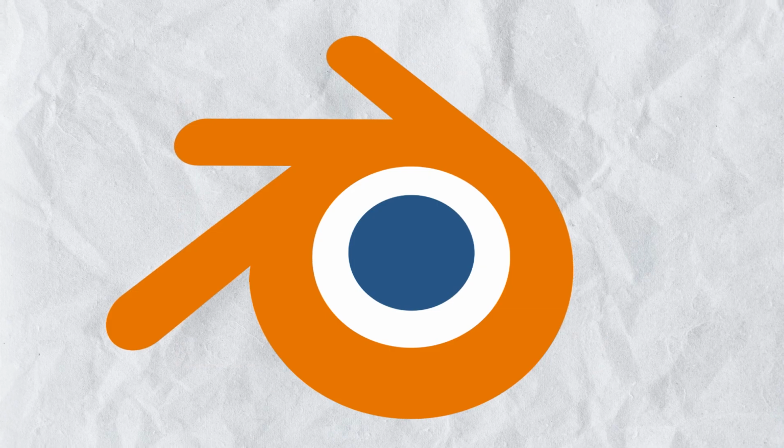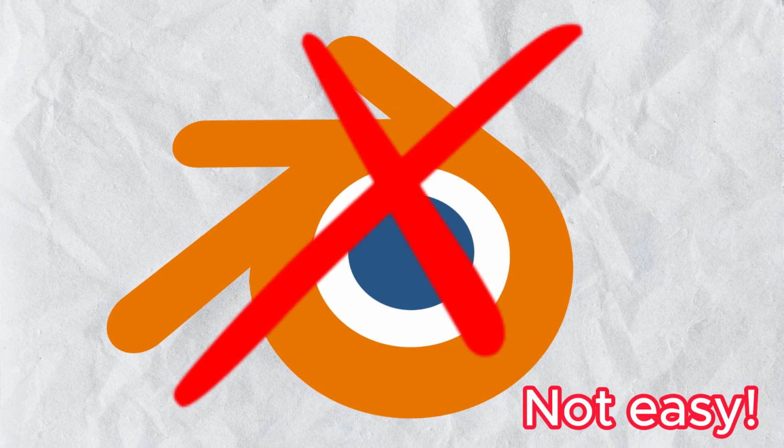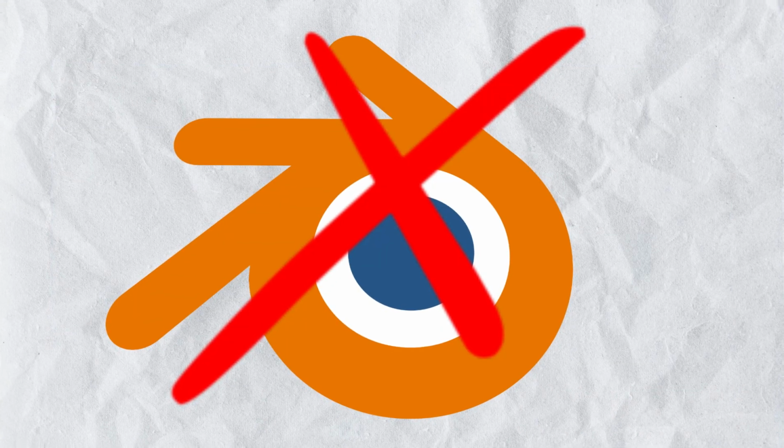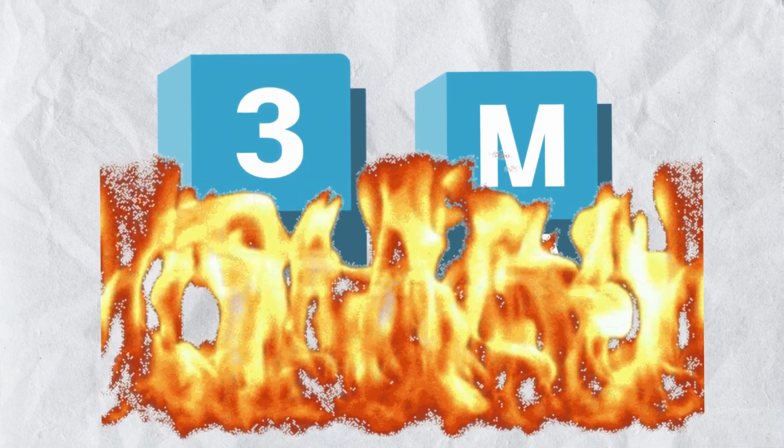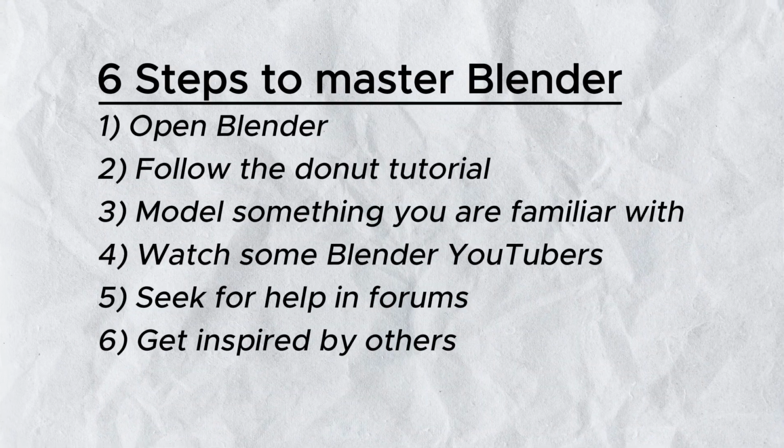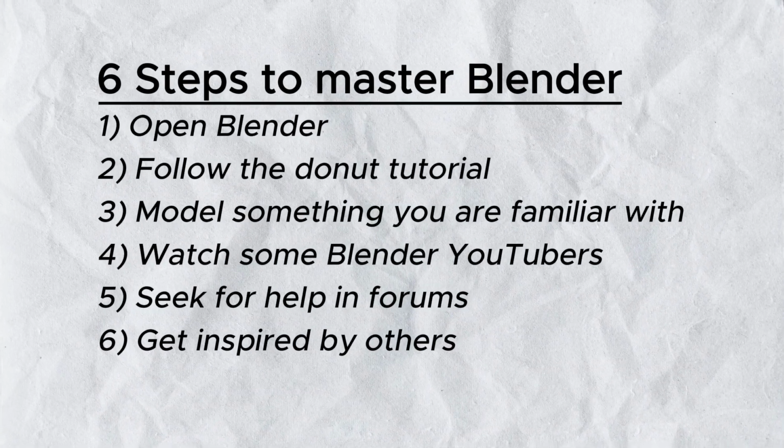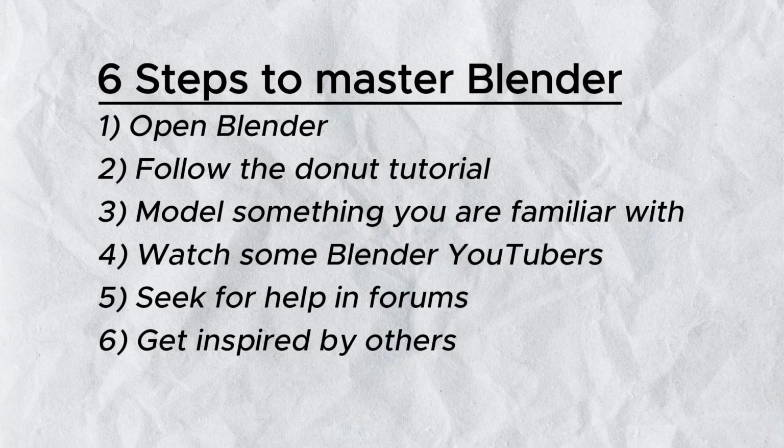You see, Blender is not the easiest software to learn, though not the most difficult. But with these 6 simple steps, you will master this software and be able to model basically, keyword basically, anything. Step 1. Open Blender.